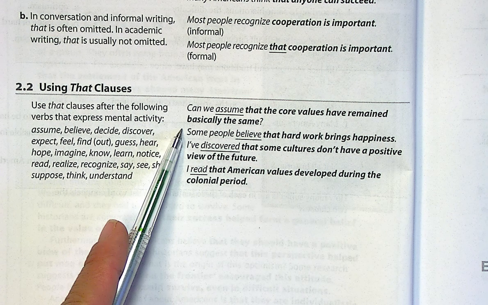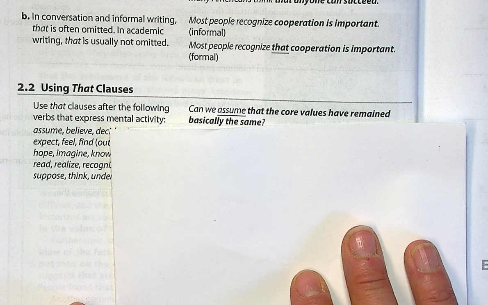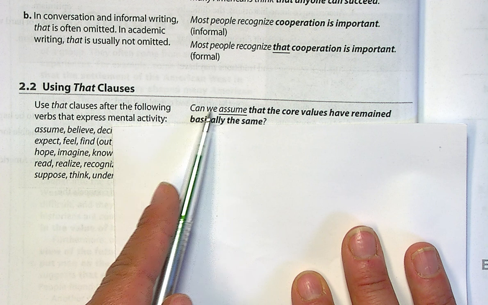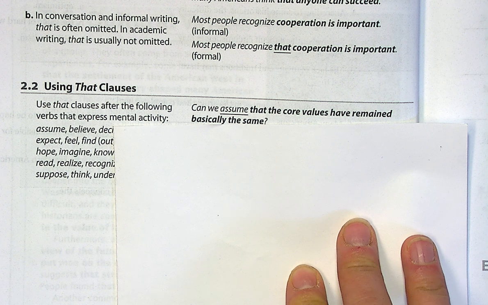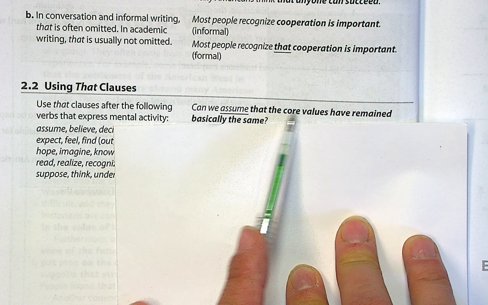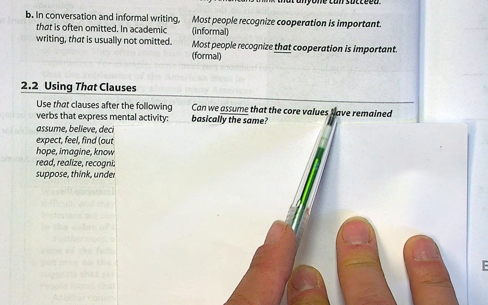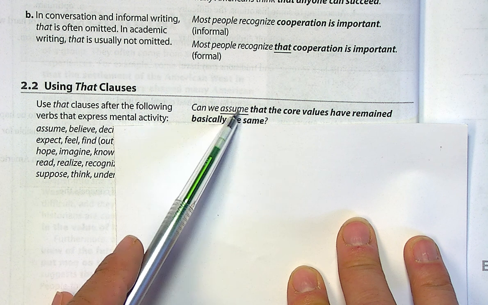Let's take a look at the examples. We've got four examples here. Example number 1. Can we assume that the core values have remained basically the same? In this case, we have a question, so we've got our main clause. Can assume is our verb, and then we've got our subject after our modal verb. We can assume something. And what is that thing? We can assume the best, we can assume the worst, or maybe we can assume about a situation. In that case, we've got the word that, and then we've got our subject, core values, and have remained is our verb. The whole thing, from that all the way to the end, is functioning as the object of this verb in our main clause, assume.